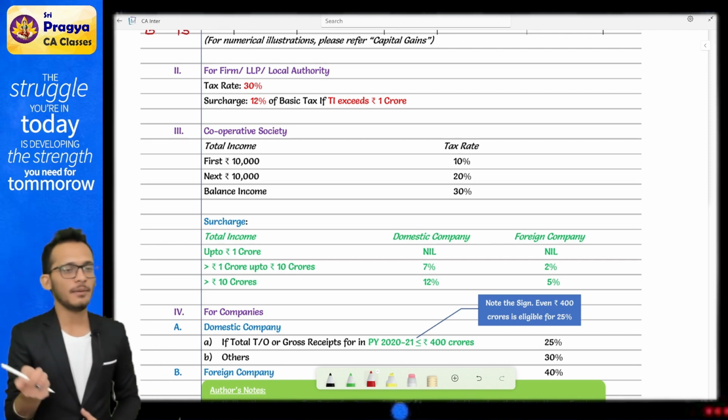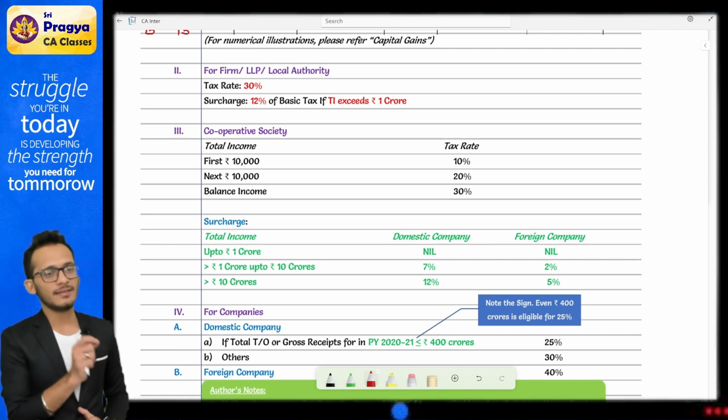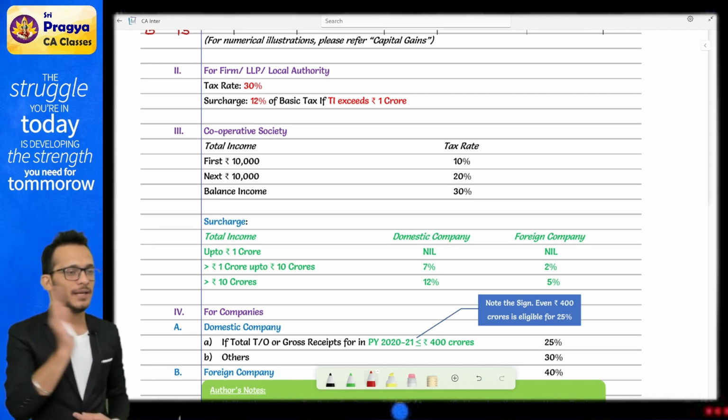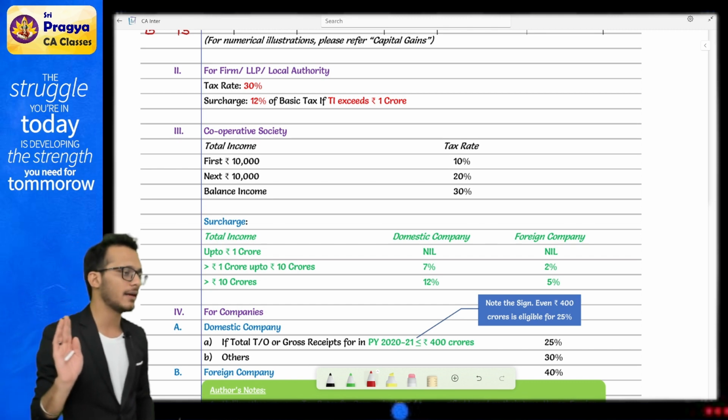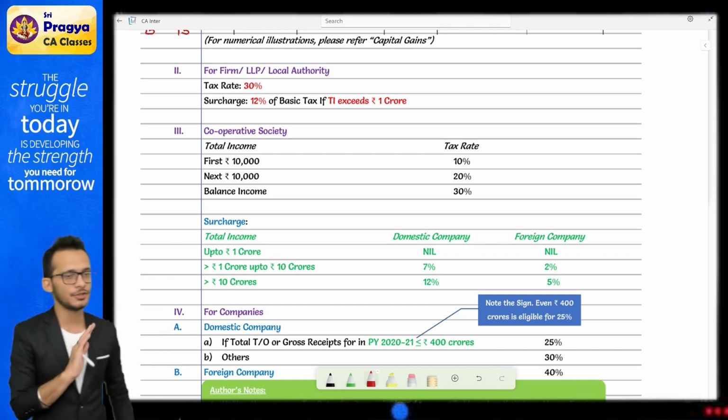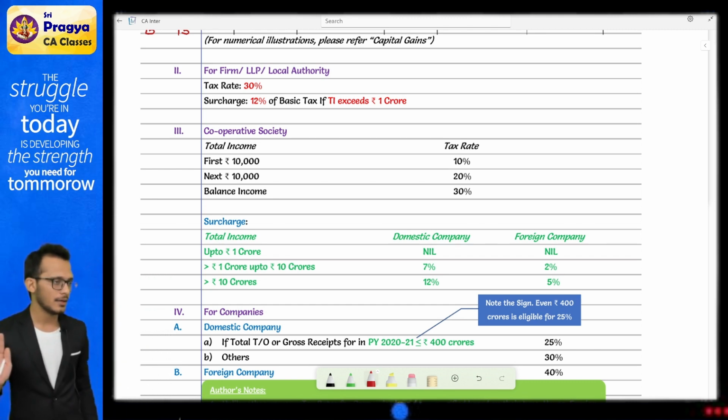Now, for the ones who are coming from another academy, you might have also seen some other rates in this company called as 115BAA, 115BAB, 15, 22 and all those things. Please ignore for exam purposes. Again, final level portion. You don't have to worry about it. It will not come in exam.